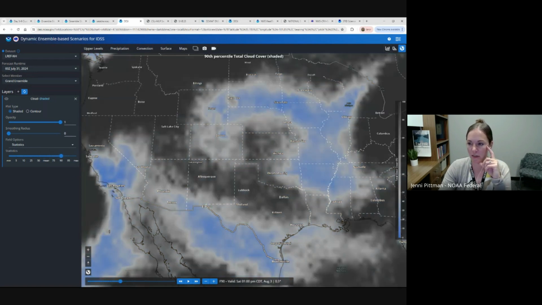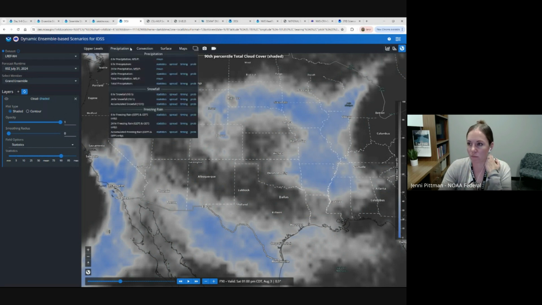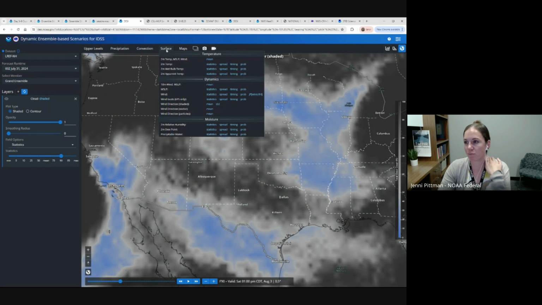And we'll look at our 90th percentile. So there are some ensemble members that are indicating that it could be cloudy during the day on Saturday. So something to keep in mind as you're thinking about messaging. And as this gets a little bit closer, is there going to be cloud cover around that could be reducing those temperatures? Some of the other things that you could look at.